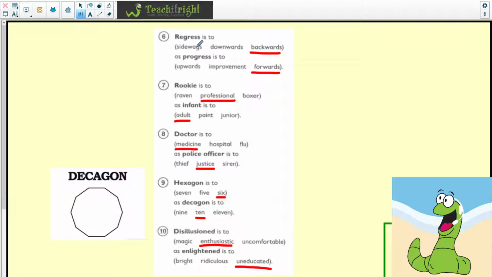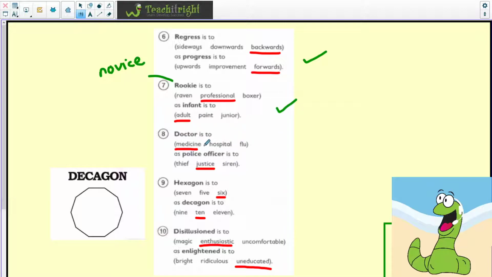Regress is to backwards. So if you regress, you go backwards. If you progress, you go forwards. A rookie, which is a bit like a novice. So a rookie is a novice. So these are opposites, really. Rookie is to professional. And then infant is to an adult. So these words are antonyms.